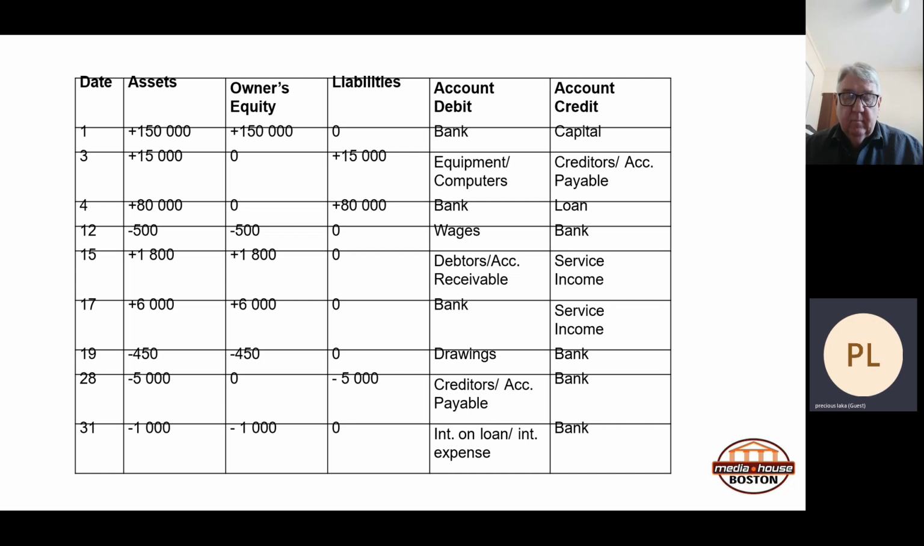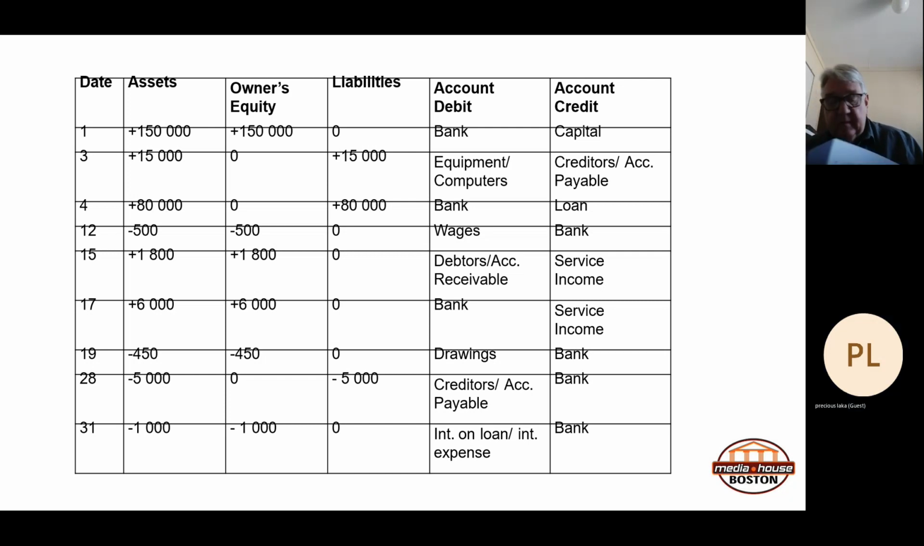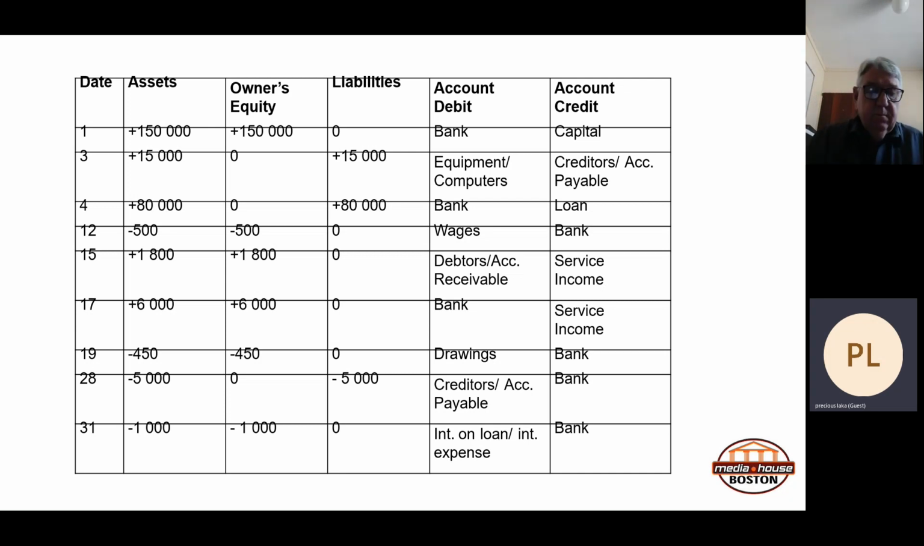Day 15. Credit sales of trading inventory, selling price 11,500. So does it mean we sold inventory on credit? Yep. For 11,500. Remember, there are two legs to the transaction. Yes. So now we have to calculate the cost price. Yes, we first record the sale. Then we record the expense.